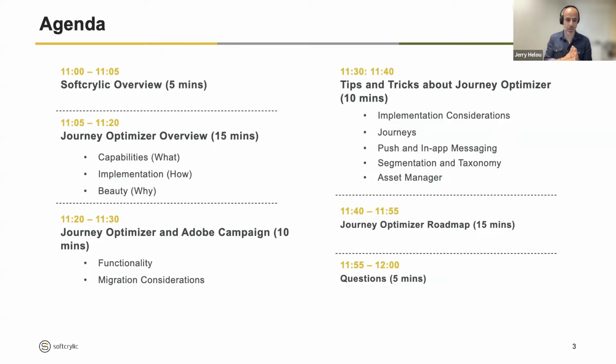Why is this, in my opinion, a revolutionary step in the way we do marketing automation and customer engagement? And then from there, we'll get into a topic that I hear all the time, which is about Journey Optimiser and Adobe Campaign. This is not a comparison, but more about the reality of how these products should work together or migrate from one to another. Then we'll move into tips and tricks, some of the things that we've seen as practitioners, and give you our recommendations of things to watch out for if you are in the process of implementing Journey Optimiser.